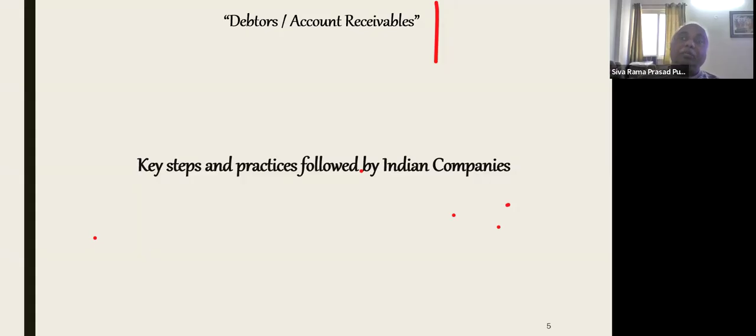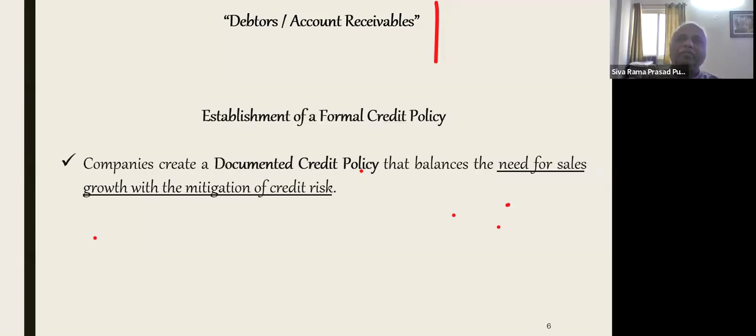Today, in almost all organizations, the credit sales are more than 90%. But these credit sales mean it is an asset to the company, even though it is a sale. Once it is a credit sale, it is an asset to the company by way of account receivables or debtors. That asset also has to be properly realized by the IRP or RP. So what are the steps that are followed by the companies?